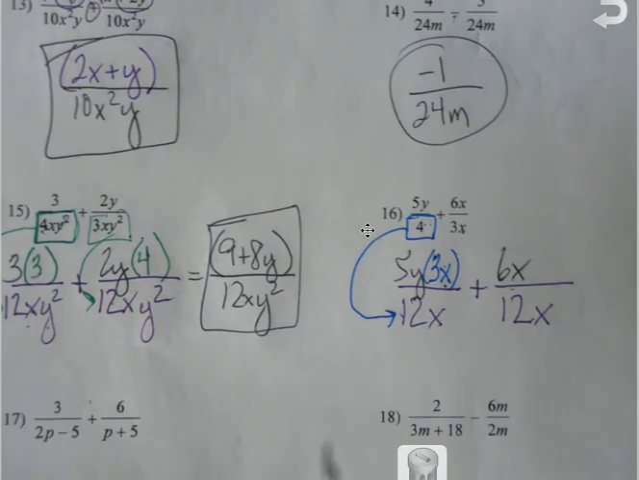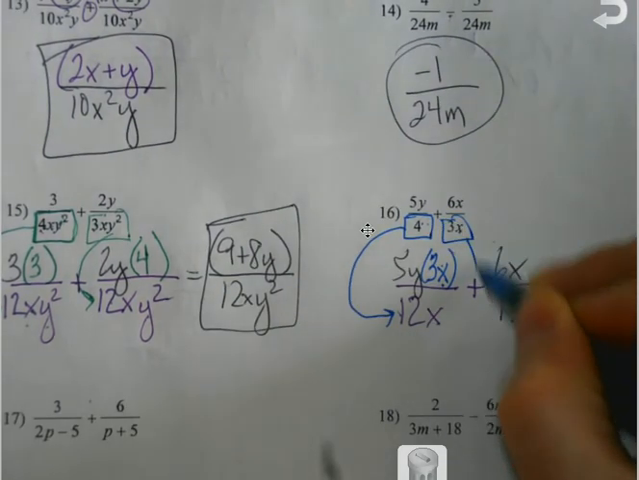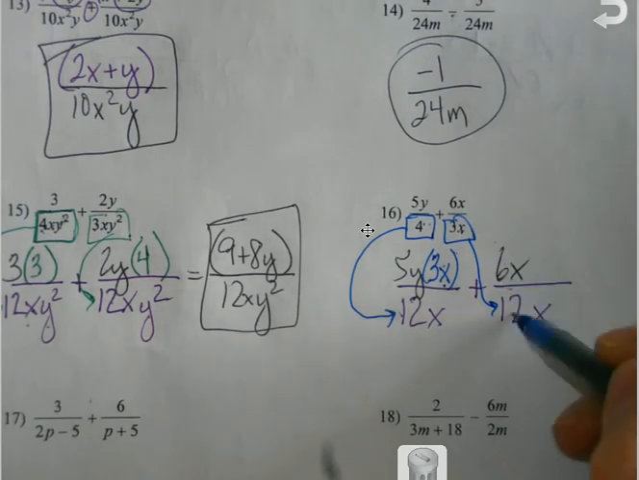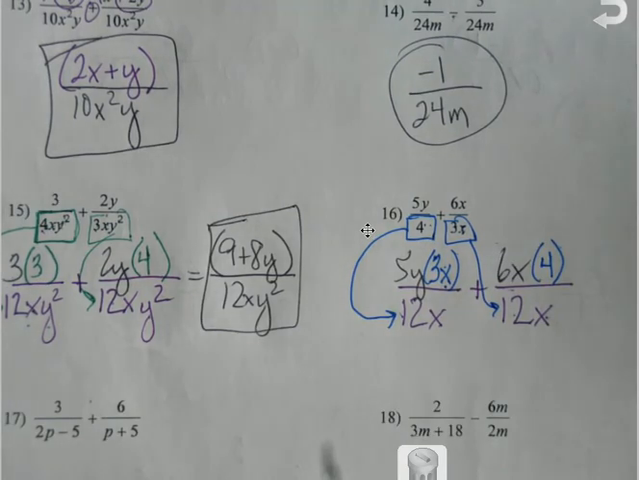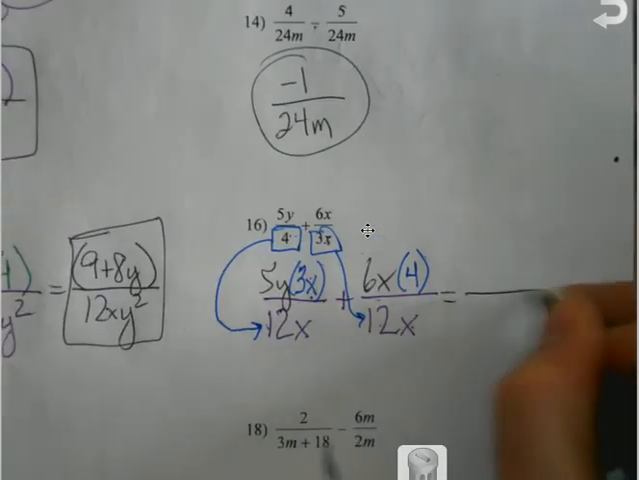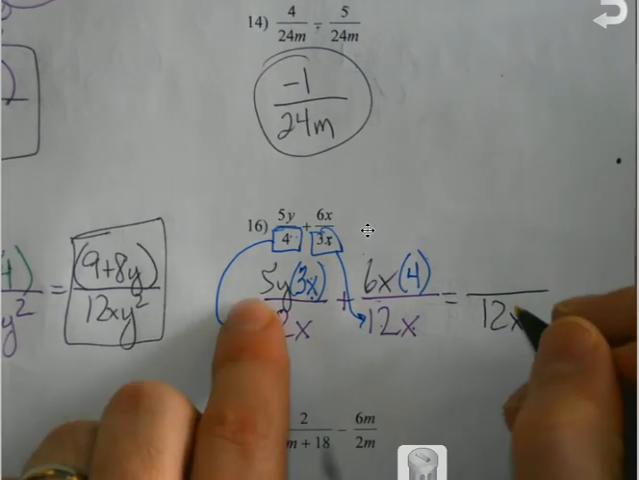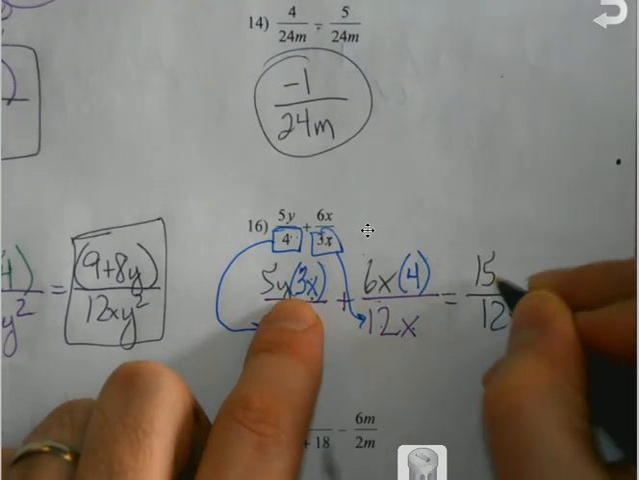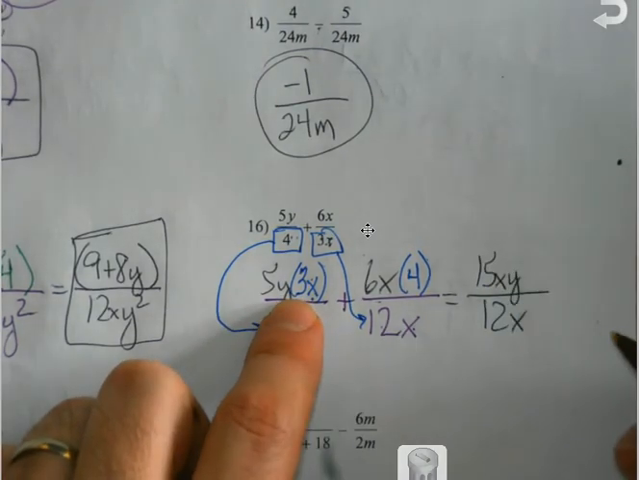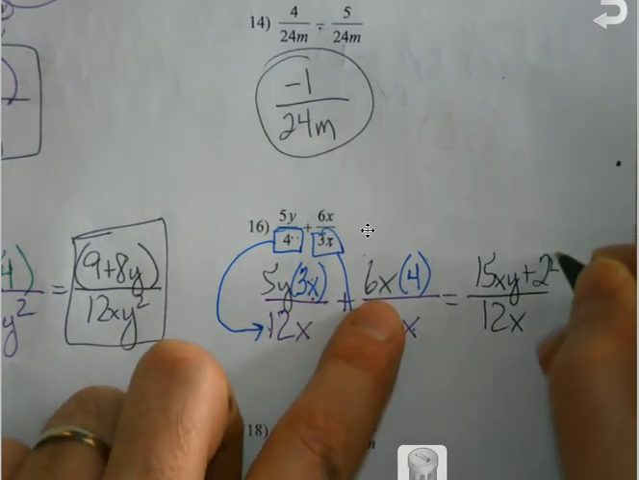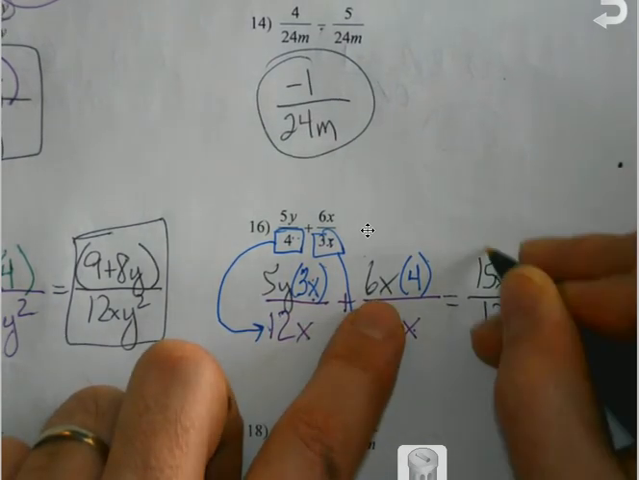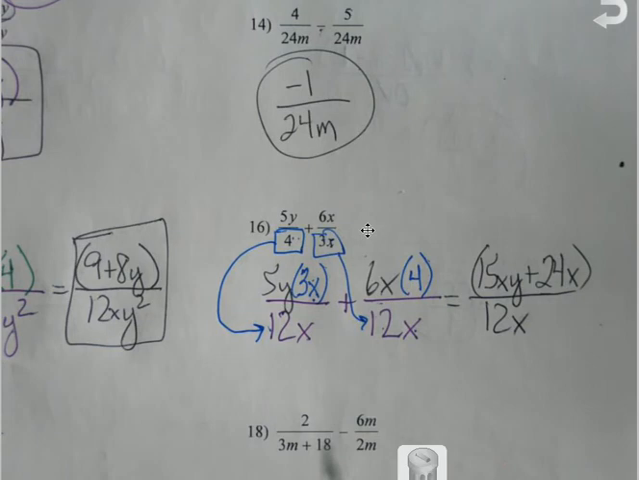And then I just do the same thing over here. 3 times what gets me to 12? 4. But I already have the x this time, so I don't need it again. So 5 times 3 would be 15xy plus 24x. Let me put my parentheses here.